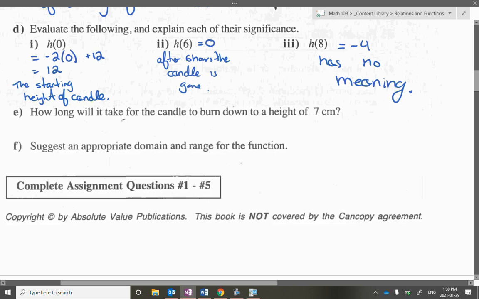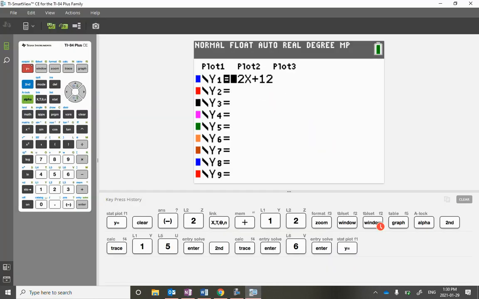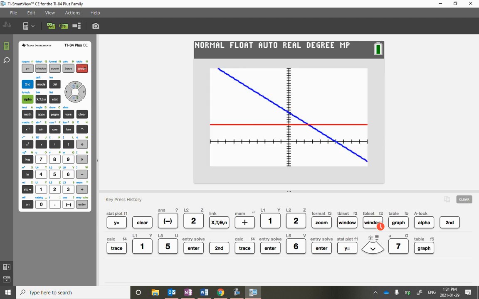Question E, how long will it take for the candle to burn to a height of 7? So it's basically saying if y is equal to 7, what is x? So this is where in your calculator you have to put in that second equation. In your calculator, you're going to go to y equals, do a second line at 7, because that's going to give us all of our y points at 7. Then if you press graph, we're going to get this nice horizontal line that's going to pop up.